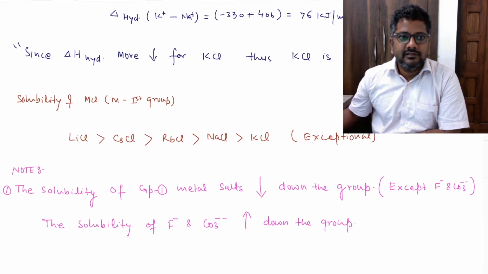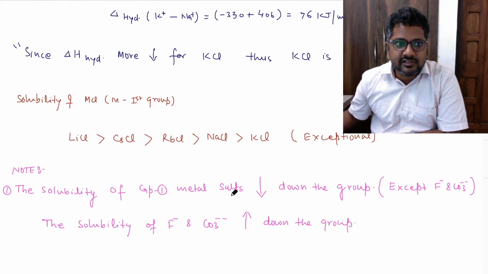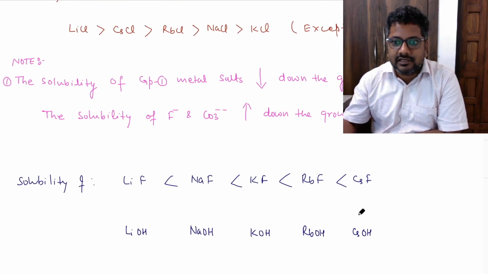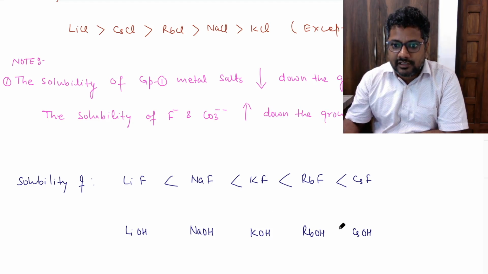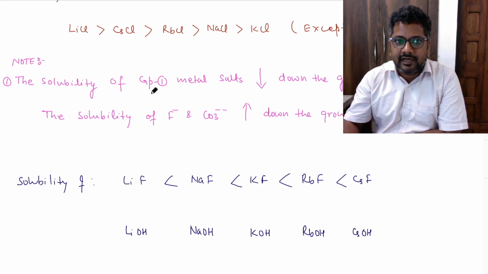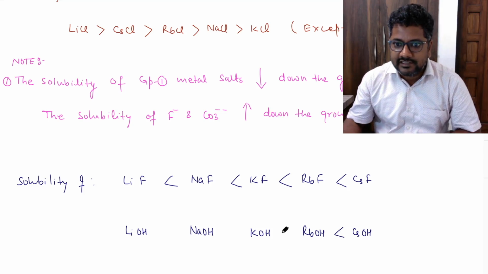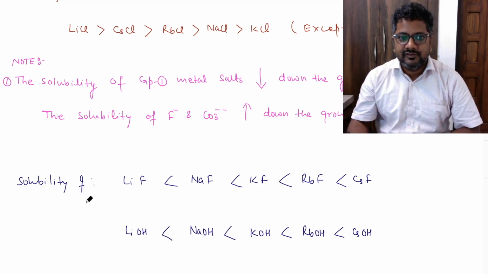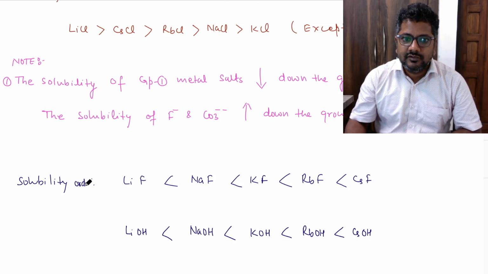What should be the answer for this? I have written here metal salts. Hydroxide is not a salt. This is a base, or you can say alkali. So this generalization is not applicable here. I have written here about the salts. The fluoride order is the same as this hydroxide order, because the size of fluoride and hydroxide is almost the same. So this is the order of solubility.